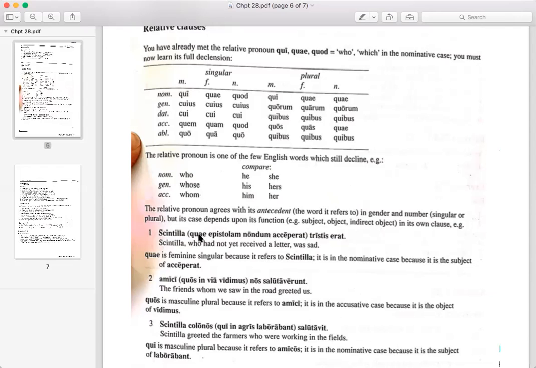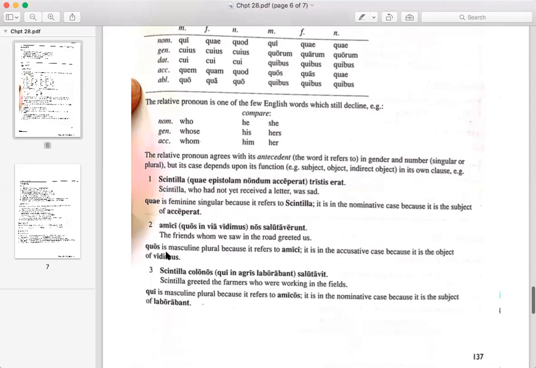It has to be quae because it's describing Scintilla and she is a girl, so it's going to be feminine. And it also has to be singular because she is one girl. Now, in the clause itself, who had not yet received a letter, she's performing the action of, well, not receiving the letter. So it's going to be quae because it's nominative. It's going to need to still be nominative because in that clause, she is the subject of it. Quae is feminine singular because it refers to Scintilla, and the nominative case because it is the subject of acceperat.